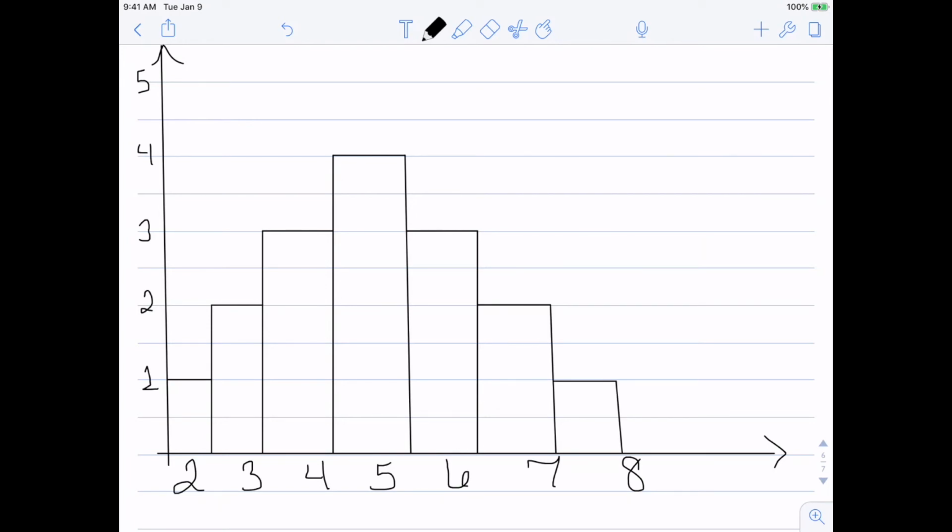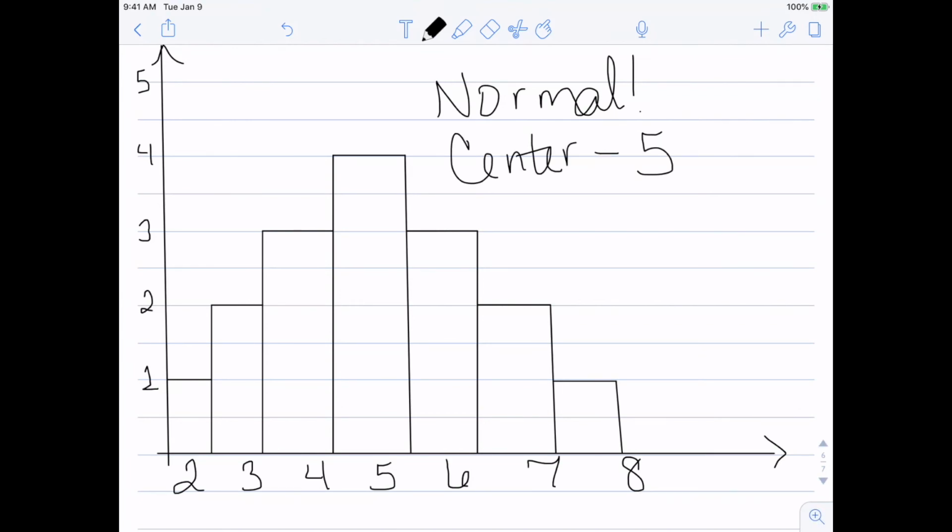We then wanted to talk about the shape, and we can see that this is actually normal. We can even say here that the center is 5. I won't go into the variability now, but the next question should be: is there anything unique about this, or is this always going to happen? Should we expect a different shape every time, or will it always be the same? What about the center, and what about the variability? This is what we'll look at in the next video with the central limit theorem.